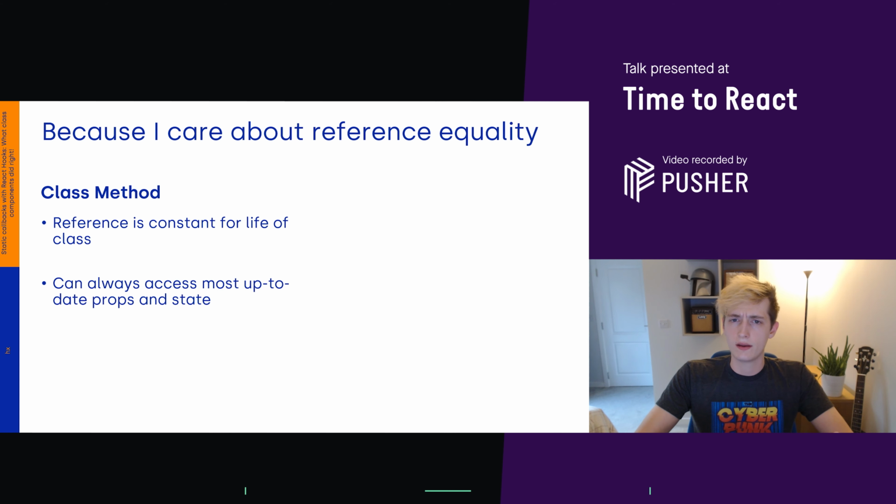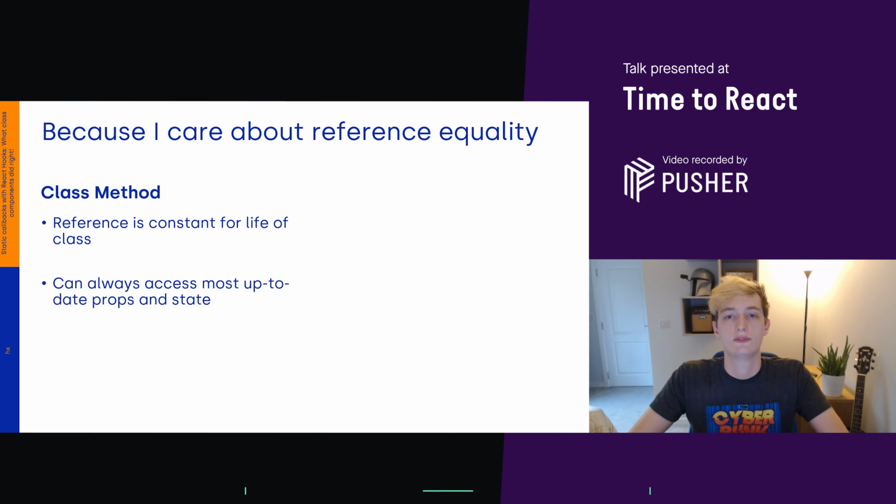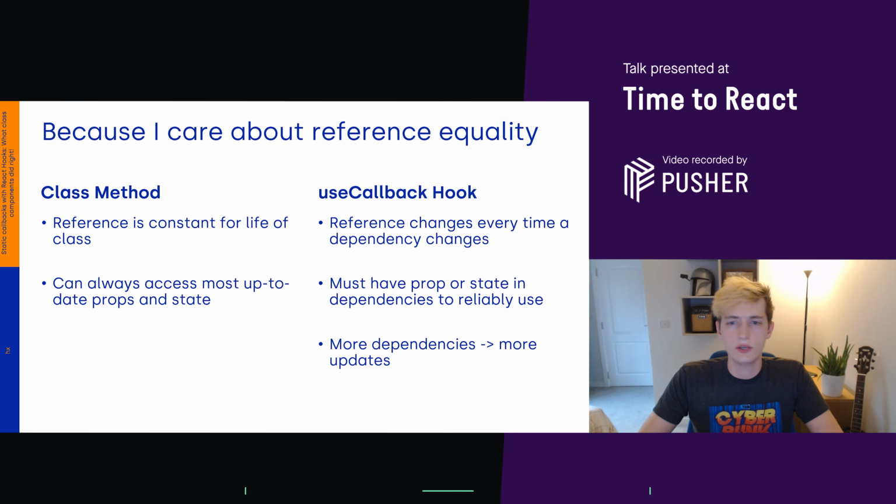So when you have a class method, the reference is constant for the life of the class. And it can always access the most up-to-date props and state. If it uses a prop or a state, it just uses the most current version of it. There's no chance of it going stale. Whereas a useCallback hook, its reference changes every time a dependency changes. And if you want to use props or state inside the hook, you need to add it to the dependencies to validate rules of hooks, and so that it doesn't use a stale version of it. But that means the reference is going to update every time that dependency changes, which means there are going to be more updates the more dependencies that you have, and this starts to get really out of control.